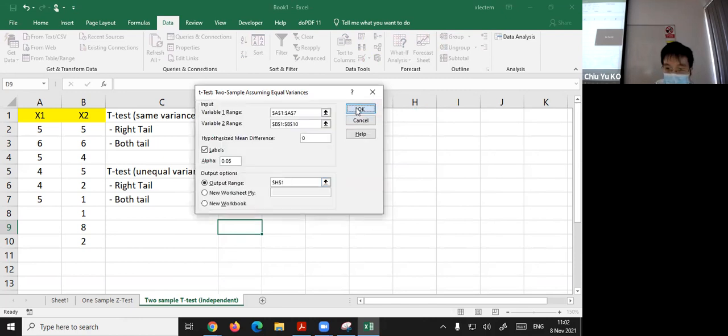And I want to output it. Is that okay? Variable 1 is column A, variable 2 is column B. And the hypothesized difference is 0, and Labels is checked because we have labels. If you don't have labels, then just start from row 2. And alpha is whatever you want to put, 5% or 2.5% or whatever, or 1%. So this is the output range as you decide.